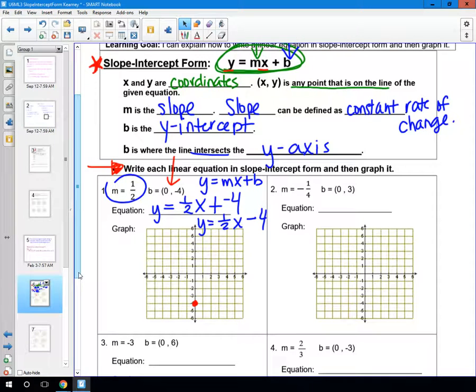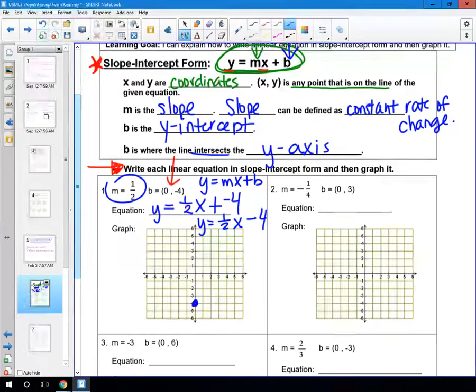So the first step of graphing it is you're going to first, just like the video says, do the intercept. So you're going to put a point where the y-intercept is. So that y-intercept is at -4. And now all I have to do, guys, is I have to just use my slope, and I'm just going to rise and run. So my slope is 1/2.